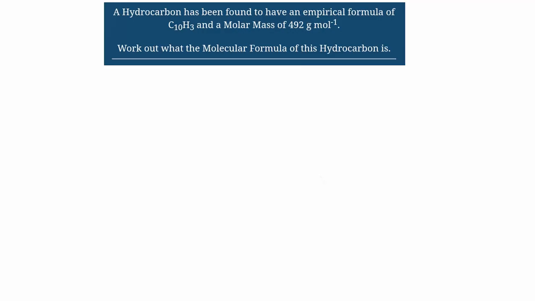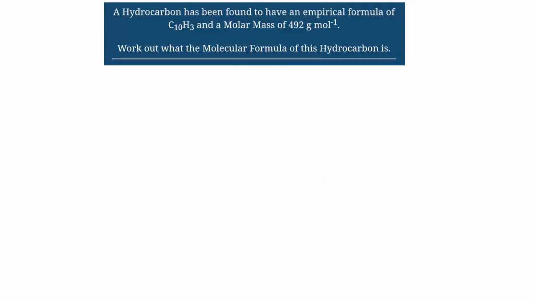In this case, we've been presented with a hydrocarbon, which the empirical formula we've been told is C₁₀H₃, and we've been told that the actual molecule has a molar mass of 492 grams per mole. So we've been tasked with figuring out what the actual molecular formula of this particular hydrocarbon is. So how are we going to work this out?